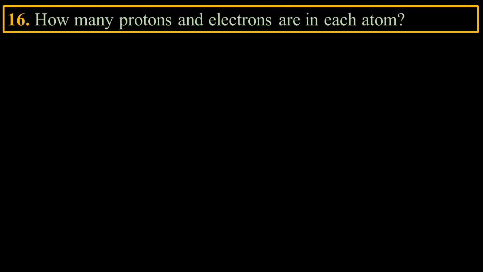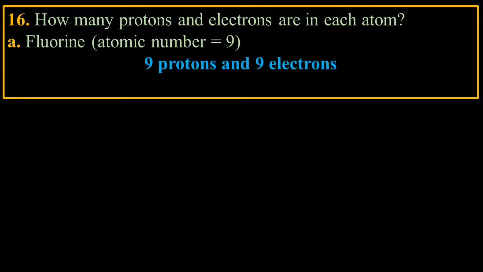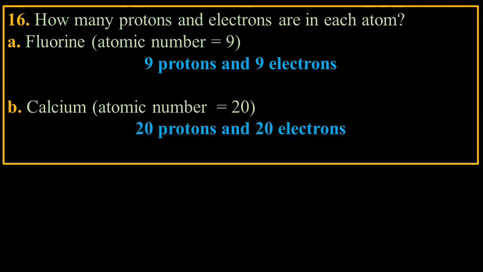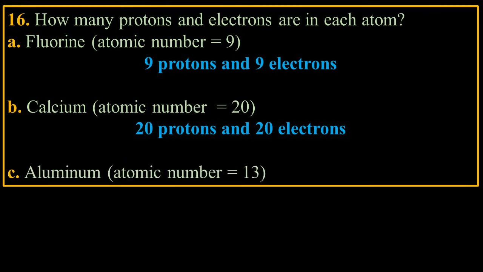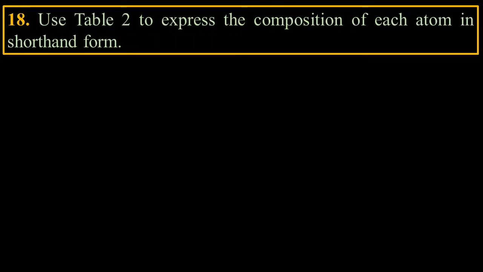How many protons and electrons are in each atom? Again, use the periodic table. The atomic number of fluorine would be 9, so 9 and 9. So this is, remember, it says atom. So when it says atom, it's ground state. For calcium, when it says ion, then it's something quite a little different. We'll talk about that this chapter and next. And then 13 and 13 for aluminum.